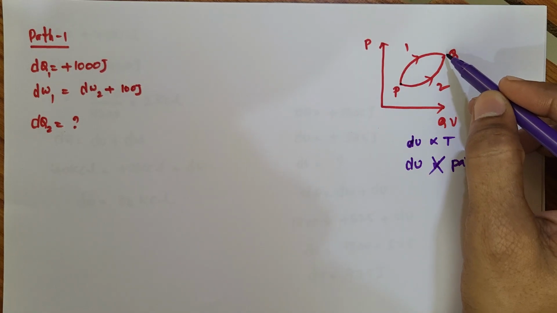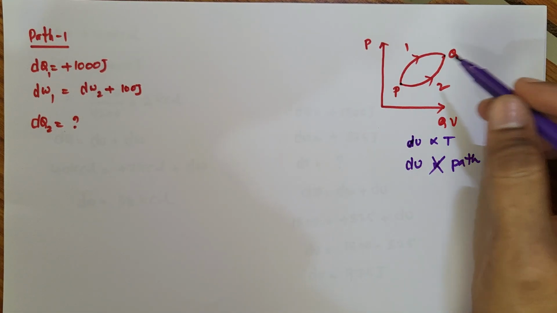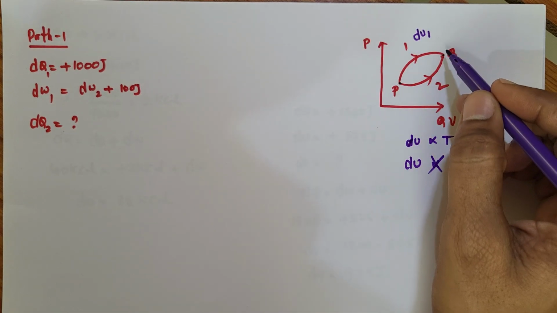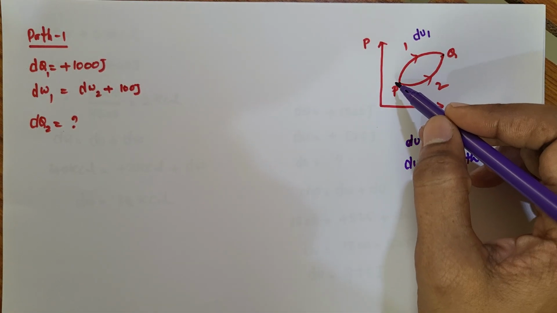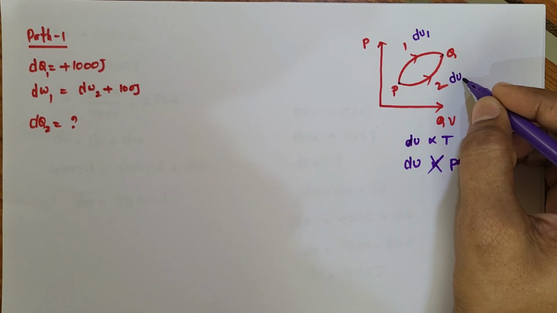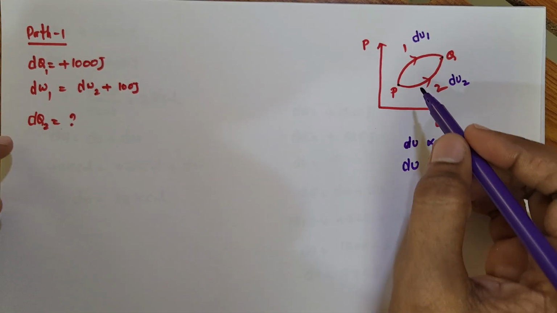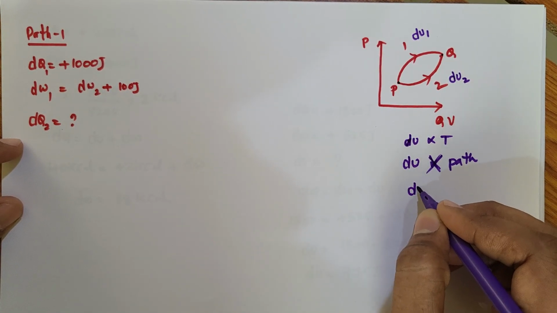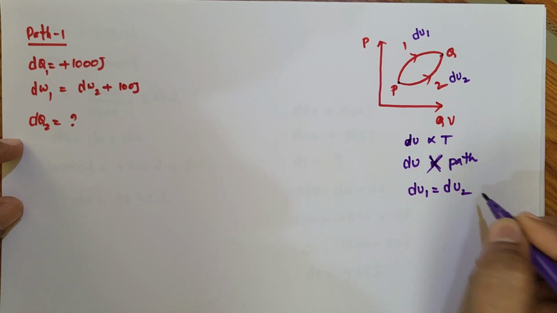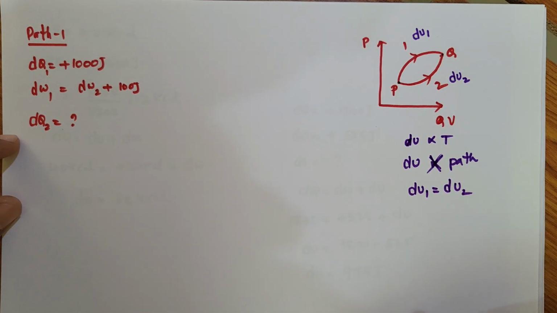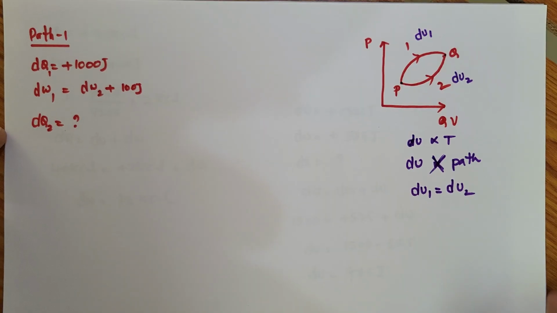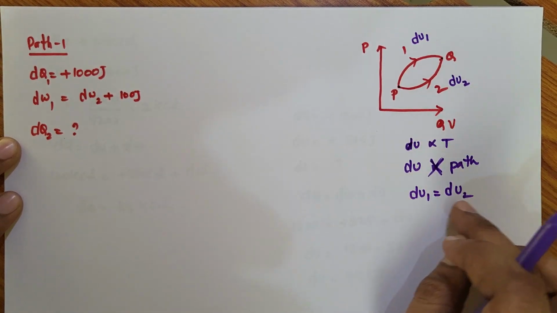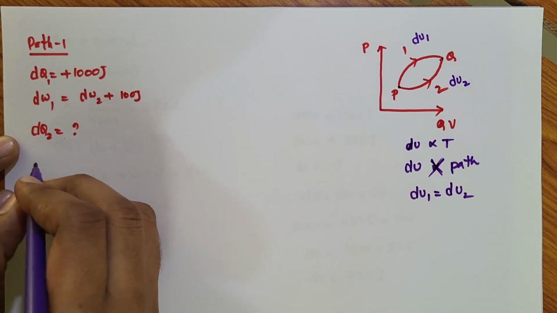So from P to Q, the change in internal energy through path 1, take it as dU1. From P to Q, the change in internal energy through path 2, take it as dU2. As it is independent of path, dU1 will be equal to dU2. Change in internal energy of the system through any path will be the same because you are reaching the same stable position at the end. Now remember this one, dU1 is equal to dU2.